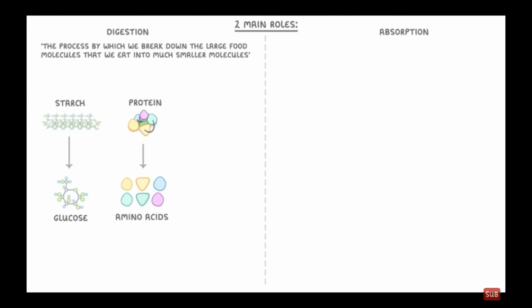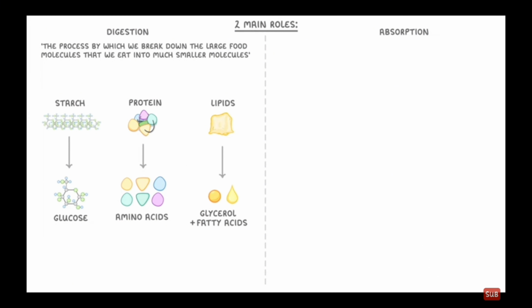You can think of the digestive system as having two main roles: digestion and absorption. Digestion is the process by which we break down the large food molecules that we eat into much smaller molecules. For example, break down carbohydrates like starch into glucose, break down proteins into amino acids, and break down lipids like oils and fats into glycerol and fatty acids.